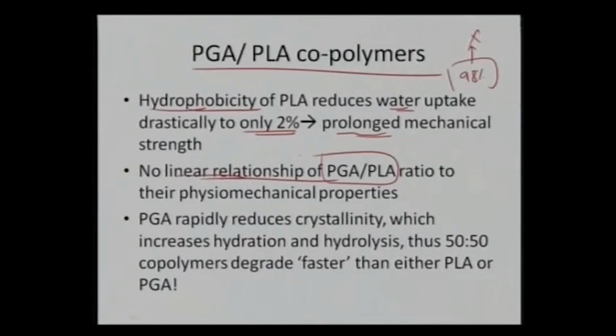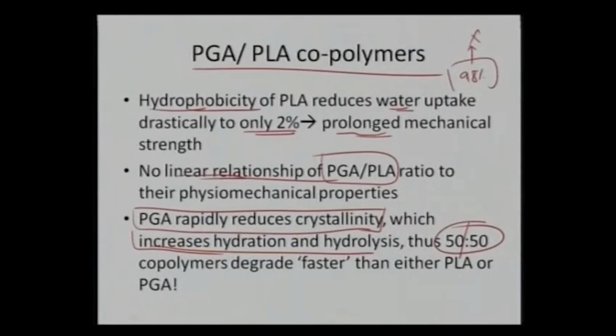But again we can see that PGA rapidly reduces crystallinity. So the dissolution of PGA will tend to reduce the crystallinity, which will increase the hydration and hydrolysis. So people have seen that the 50-50 combination of PLA and PGA degrades much faster than either PLA or PGA. The presence of PGA causes much more reduction in the crystallinity, which again increases the hydration and hydrolysis, the loss of PGA.